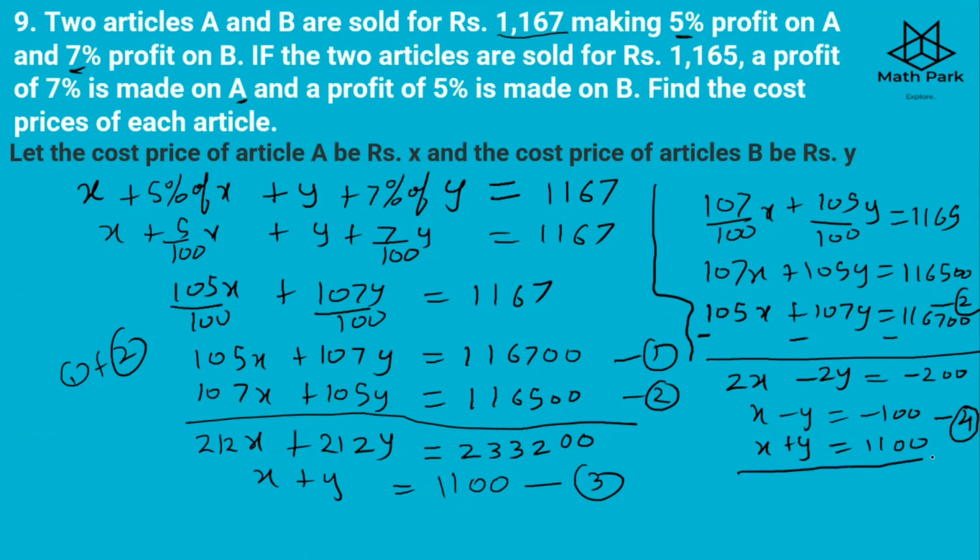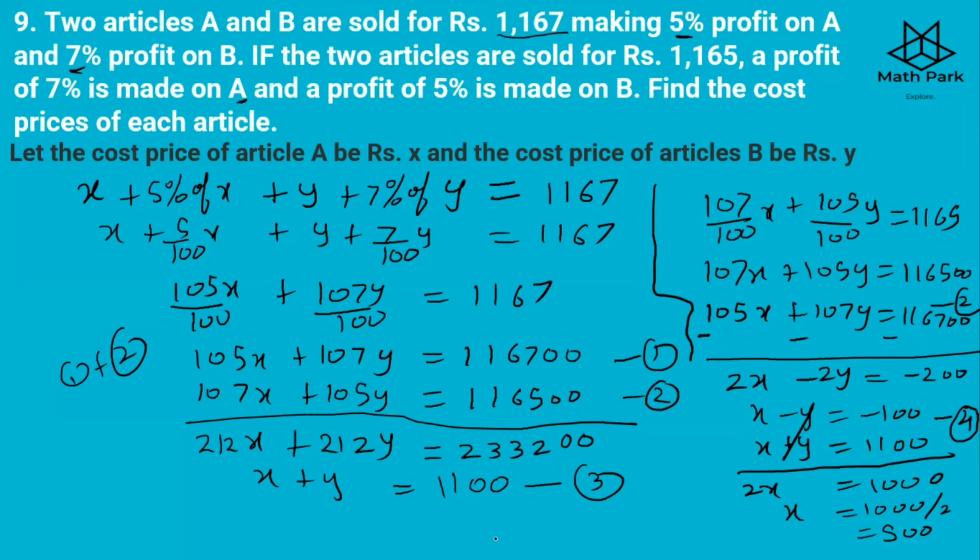And let us solve. We get the y eliminated over here. We get x plus x is 2x is equal to 1100 minus 100 is 1000. So we get x is equal to 1000 divided by 2, which is equal to 500. Got it? So we got the value of x as 500.